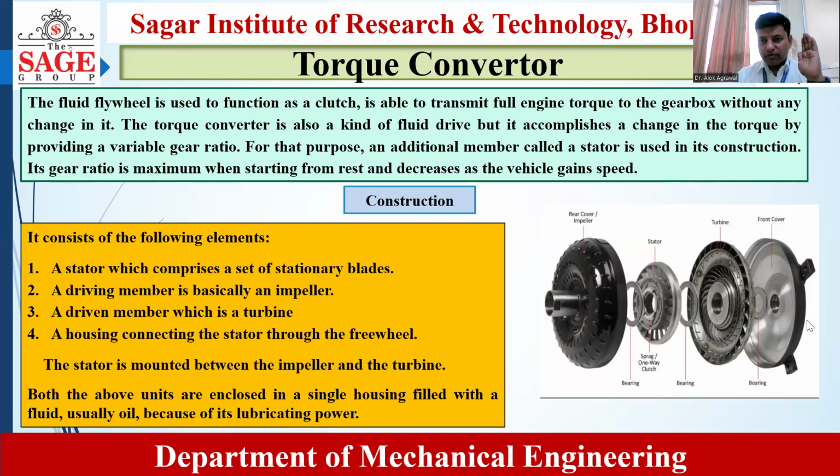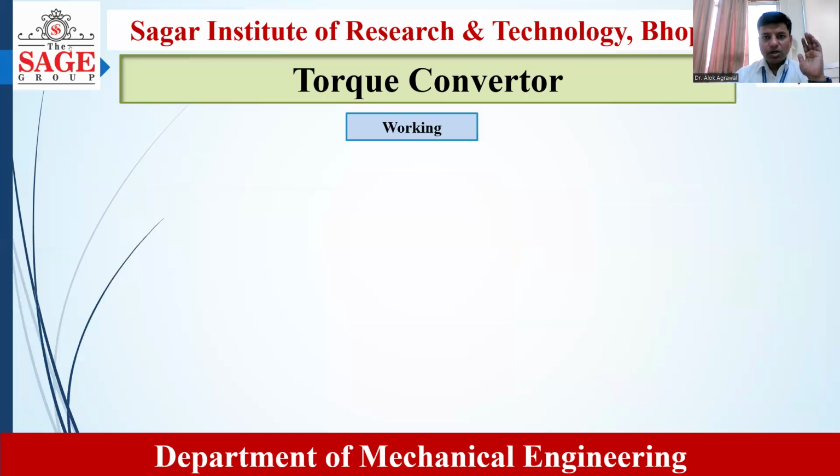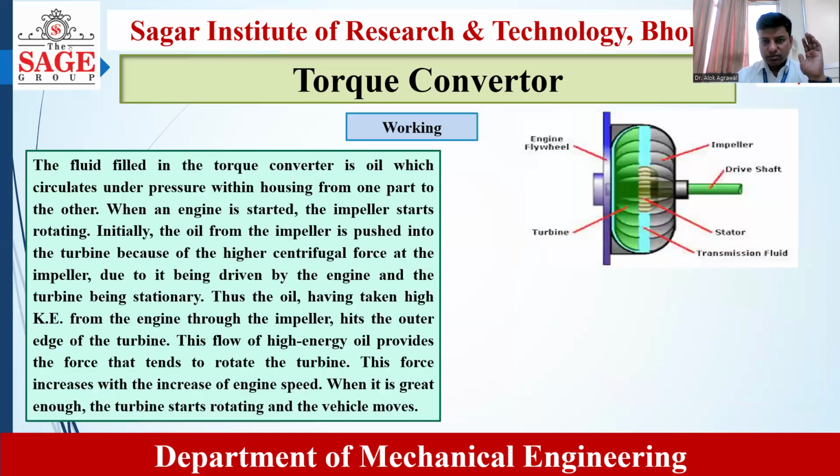The difference from the fluid flywheel is that it has one extra component, that is the stator. Now let us see the working of the torque converter. This diagram is easy to understand: here there is a drive shaft which drives the impeller, and in between there is a stator. The fluid is shown in blue, and this complete assembly is filled with the transmitting fluid.